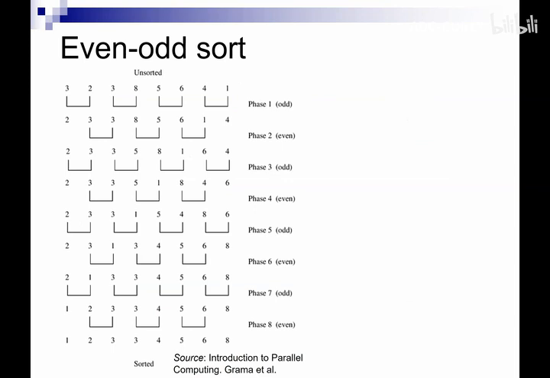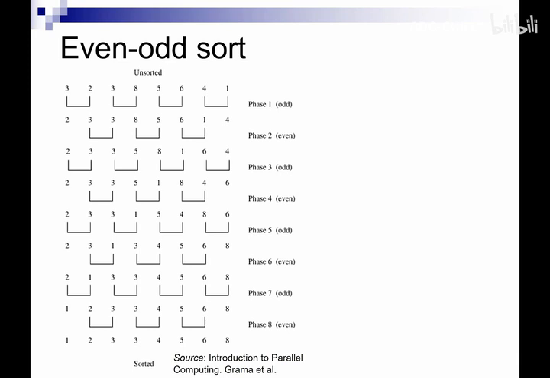Okay, so now let's use all of these functions in a more interesting algorithm. Let's try to put all this stuff together and see if we can actually successfully use it to solve a problem in parallel. The problem we're going to look at is this thing called even-odd sort. This is a sorting algorithm, and the way it works is that if we have n processes, then we're going to work in n phases.